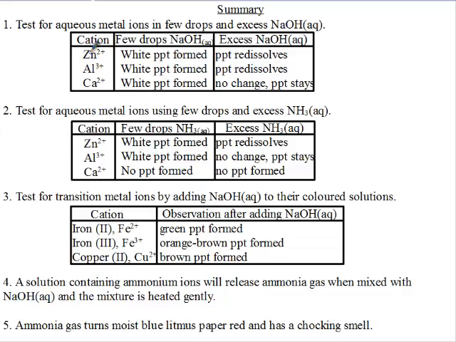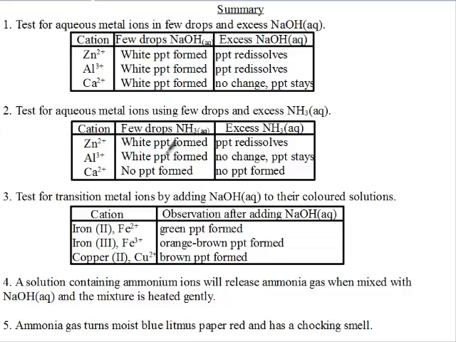For zinc, when a few drops of sodium hydroxide is added, a white precipitate forms. When you add that in excess, it redissolves. For aluminium, the same happens. A white precipitate forms in a few drops, it redissolves in excess. For calcium, a white precipitate forms. In excess, the precipitate stays. There is no change. So this summarizes our test for aqueous metal ions in few and excess drops of sodium hydroxide. Now let's see the second test.